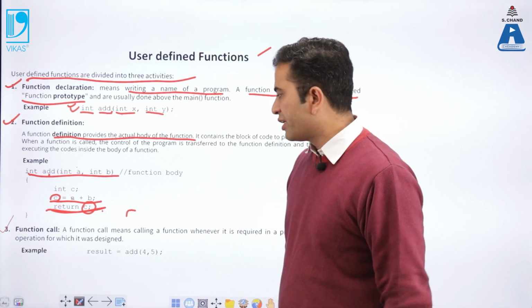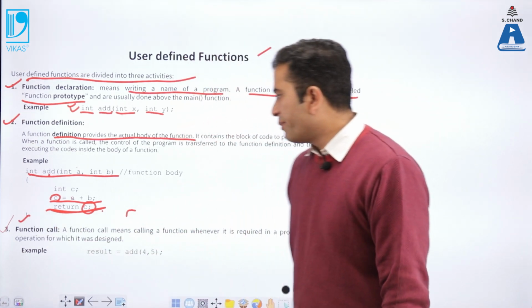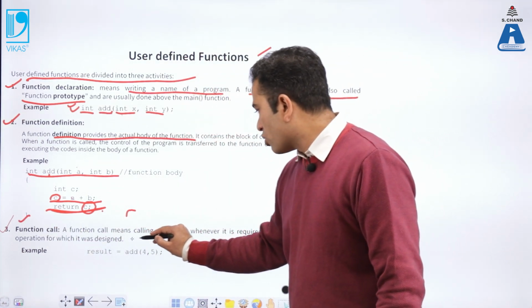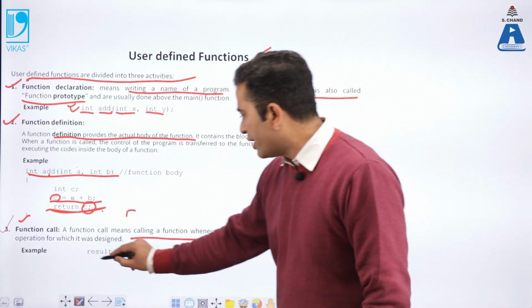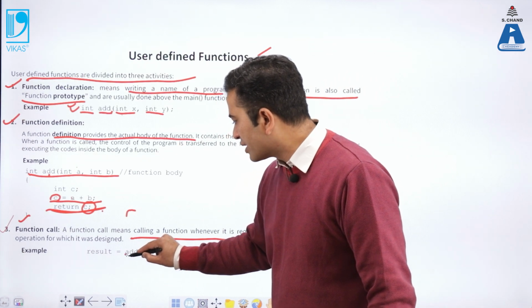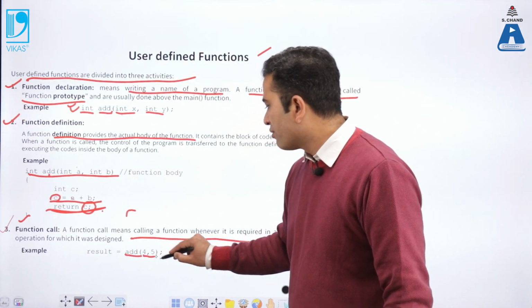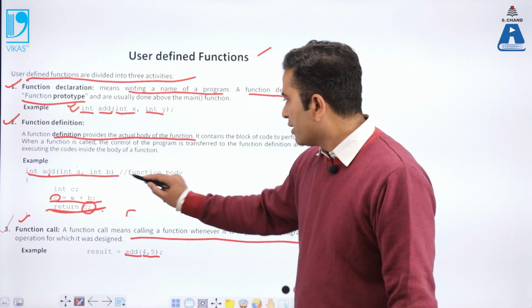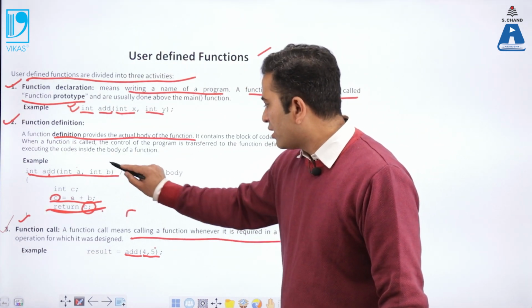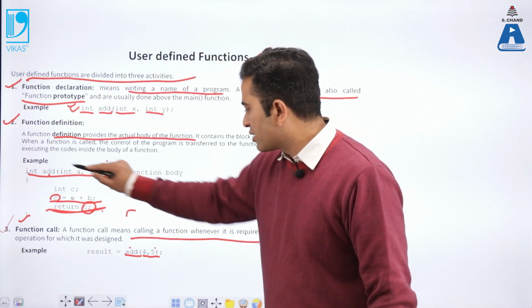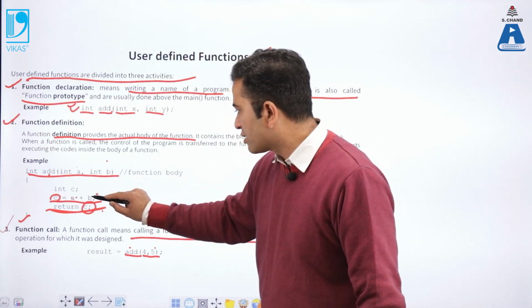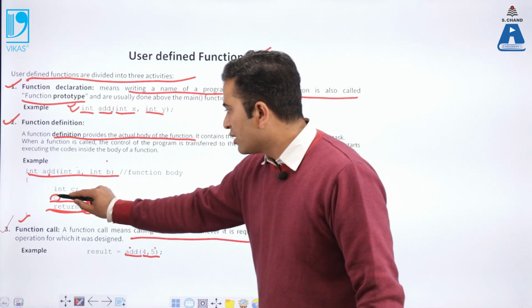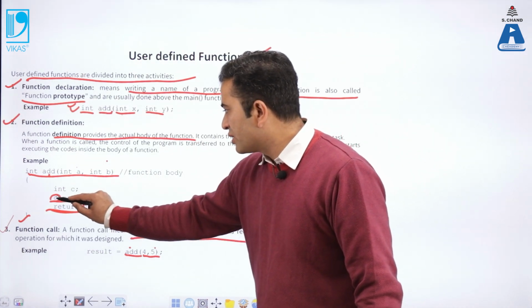Now, function call. The meaning of function call is calling a function whenever it is required in a program. So function calling is like that. This is the name of a function, add(4, 5). So 4 is a, 5 is b, and add is the sum. Whenever it comes 4 plus 5, that is 9, so the value of c becomes 9.